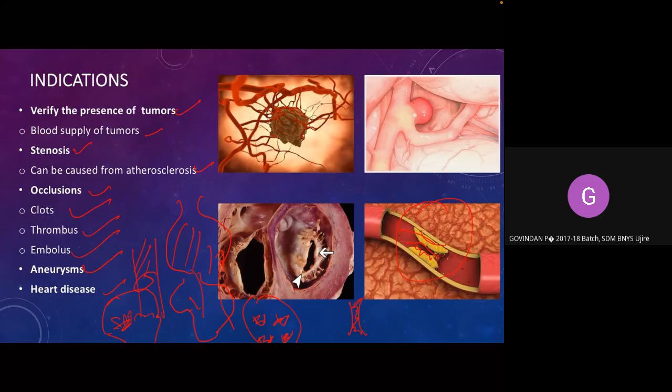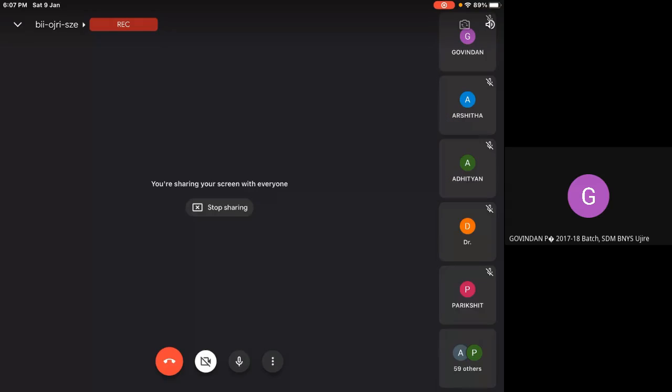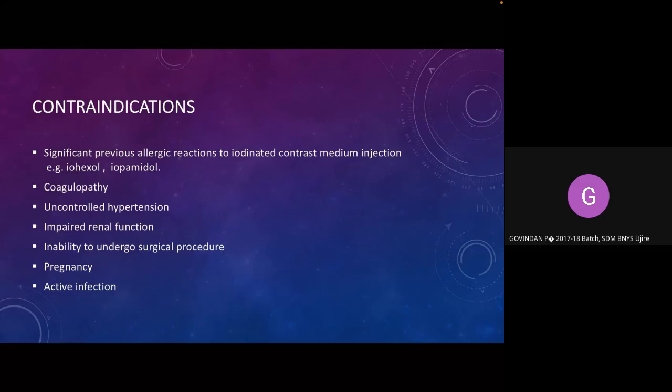What is this image? How does it look? It's looking like a berry. Okay, this is a berry aneurysm which usually runs in families, and it is seen in the circle of Willis, where if this bursts, it can lead to a hemorrhage in the brain, which can cause even death of the patient. Okay, this is all about the indications of angiogram.